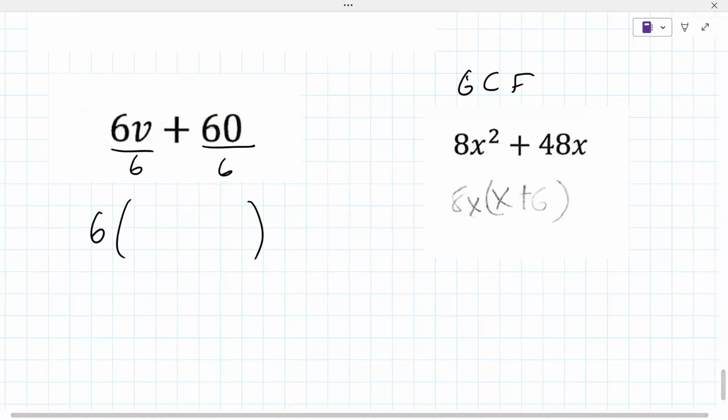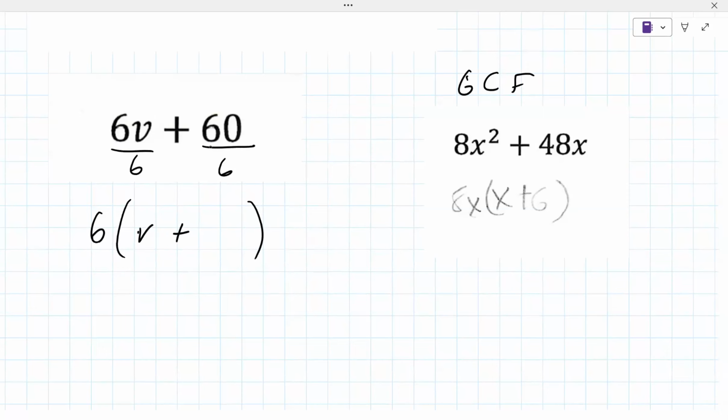What is the net result? The v, plus... what's 10? Yep.